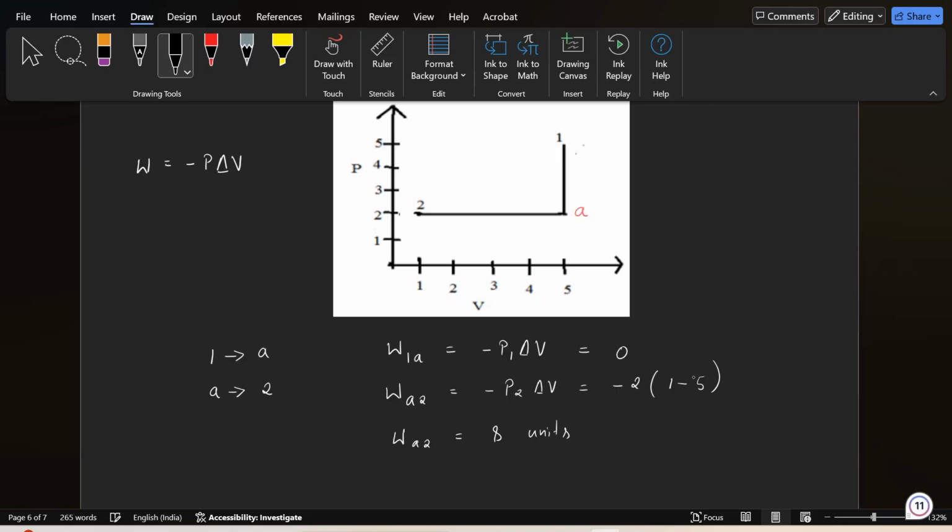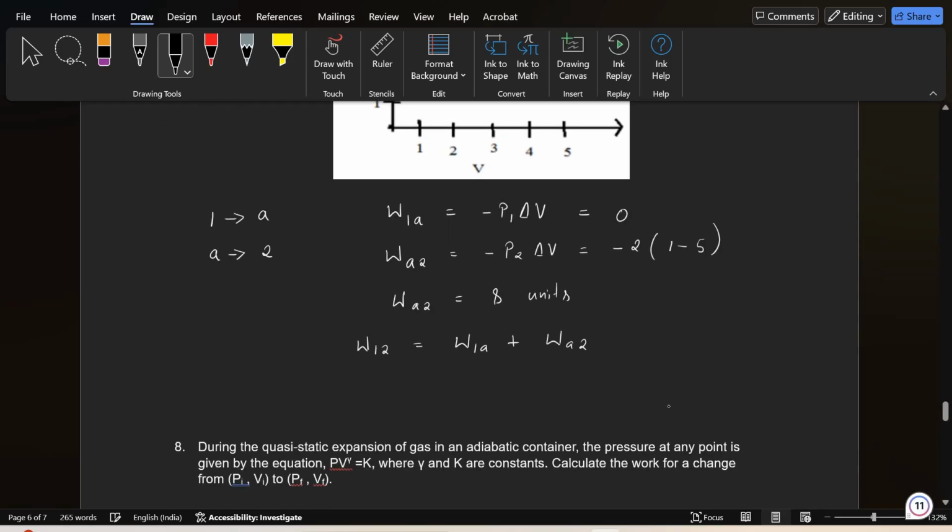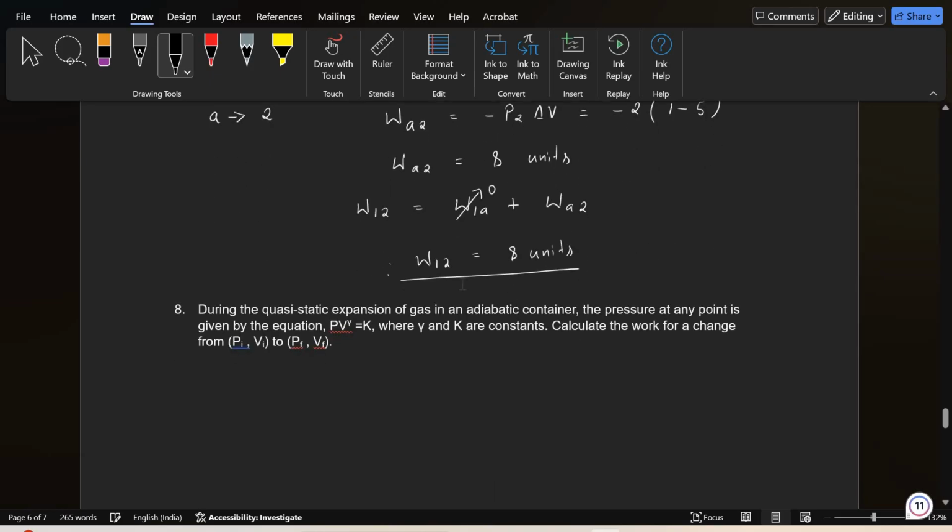So now the total work done in going from point 1 to 2 is work done 1 to A plus work done A to 2. Correct? First, this is 0. So therefore work done 1 to 2 is equal to 8 units. Fine. You understand this? Yes, sir. Simple, right? Okay. So now we are done with this. We can go to the next question.